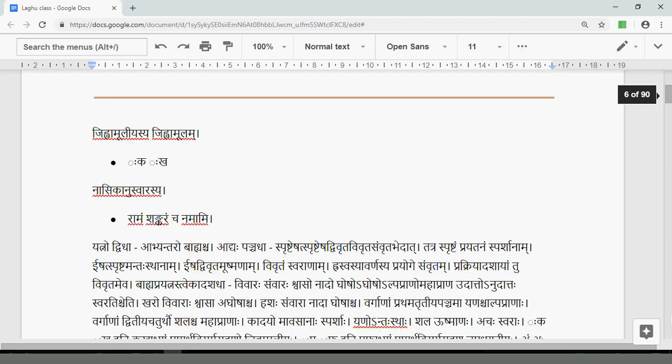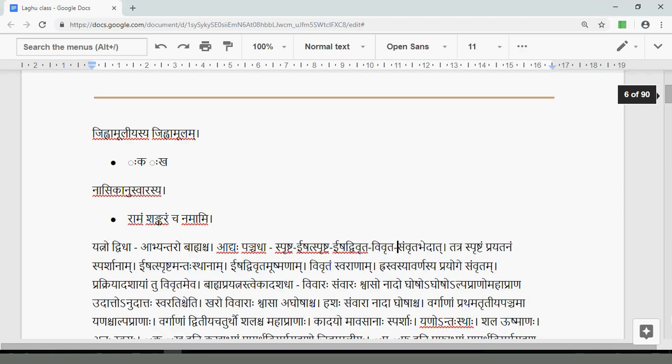Otherwise, it will be what? Sprishta. It is Sprishta, Ishat, Sprishta, Ishat, Vivruta, then Vivruta, Samruta, Bheda. These are the padas here. So what are the five types of abhyantara yatna? The effort inside is of five types. Sprishta. Sprishta is when there is some touching there. The tongue is touching something. Sprishta. Ishat sprishta. So ishat sprishta is actually, if you see, sprishta is completely touching really. So completely touching. Ishat sprishta is touching a little.